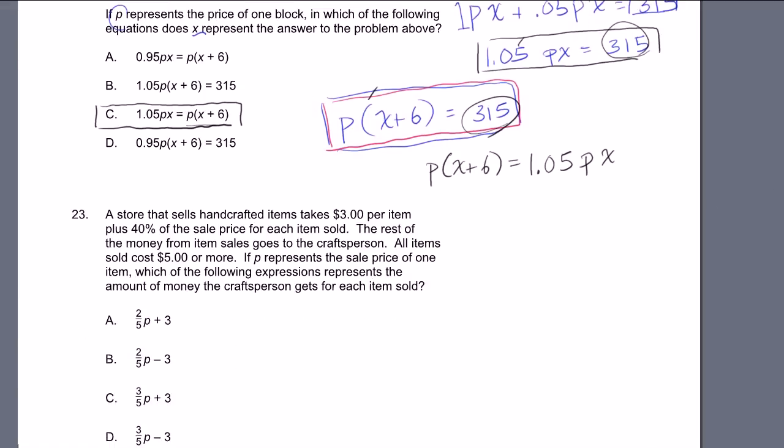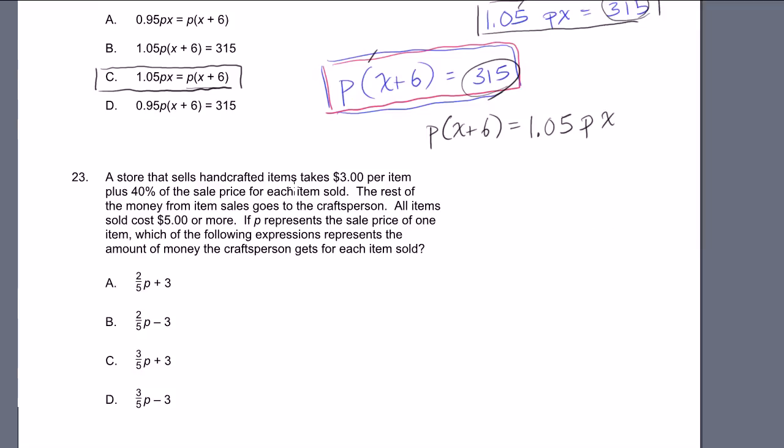Problem 23. A store that sells handcrafted items takes $3 per item plus 40% of the sale price for each item sold. The rest of the money from the item sales goes to the craftsperson. That's nice of them. All items sold cost $5 or more. If P represents the sale price of one item, which of the following expressions represents the amount of money the craftsperson gets for each item sold?